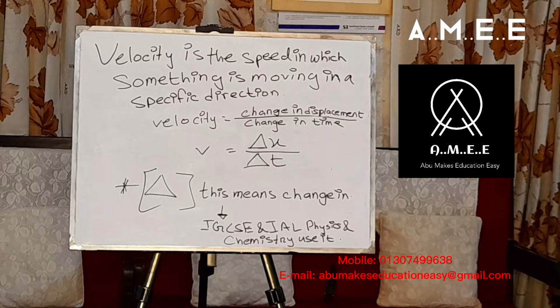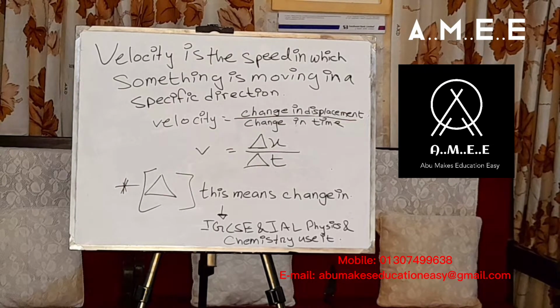So the formula of velocity is velocity equals change in displacement over change in time. Here I have written V equals triangle x by triangle t. The triangle here represents the word del. It should be del x by del t.